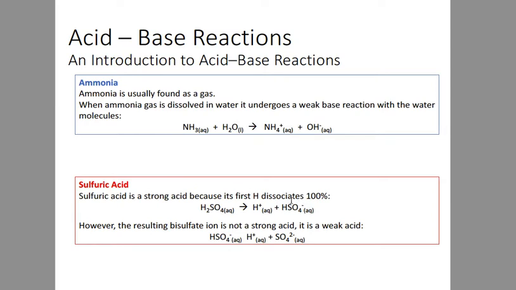What we do know is that this could dissociate again. The HSO4 minus, there should be an arrow here, will dissociate again occasionally and become H plus and SO4 2 minus. This does not always happen, not 100% like the first one does.